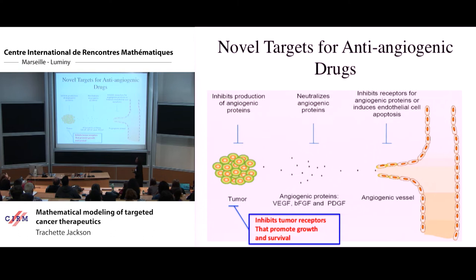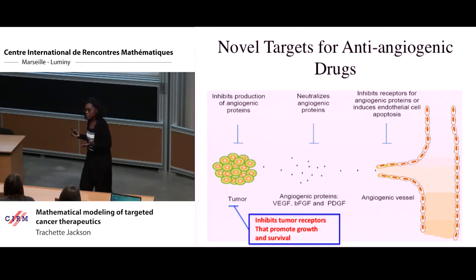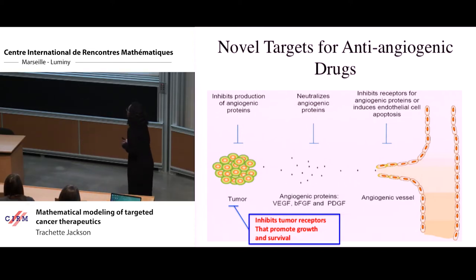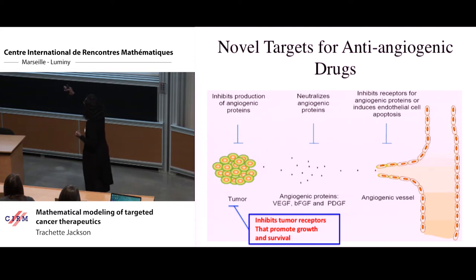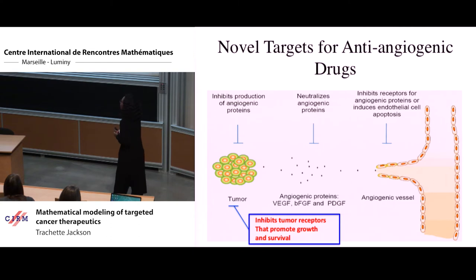What are the targets that we could potentially look at? Well, we could design a drug that inhibits the production of these growth factors like VEGF. That's one way we could try to stop this. We could neutralize those growth factors once they're produced and while they're traveling through tissue space in order to get to an endothelial cell. We could try to block it at that point.